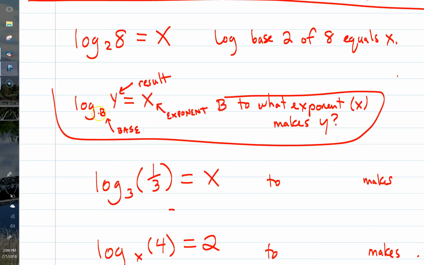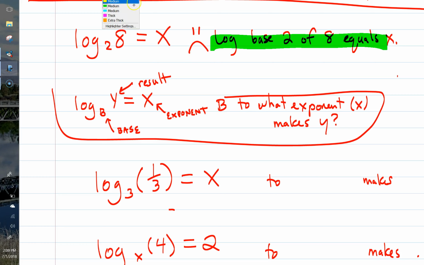Log base b, the b there is the base, of the y, the result, is equal to the x. The result, or the answer to a logarithm, is really an exponent. That's why the answer to logs, here's the exponent on the side. This basically says b, the base, to what exponent x makes y. This now doesn't intimidate me as much because I can say the base, so that's green. This is scary.